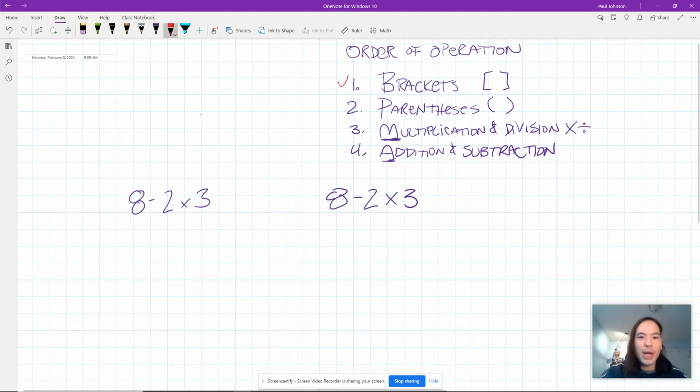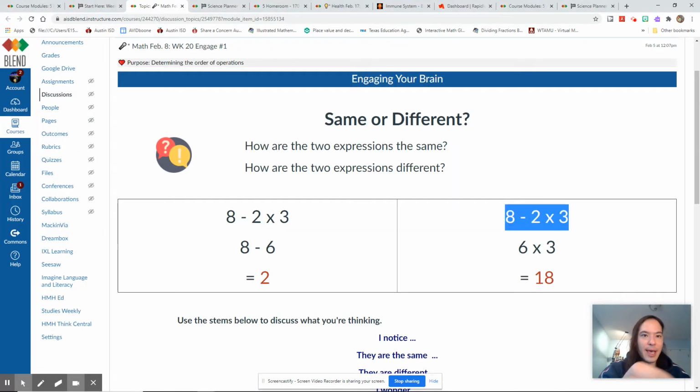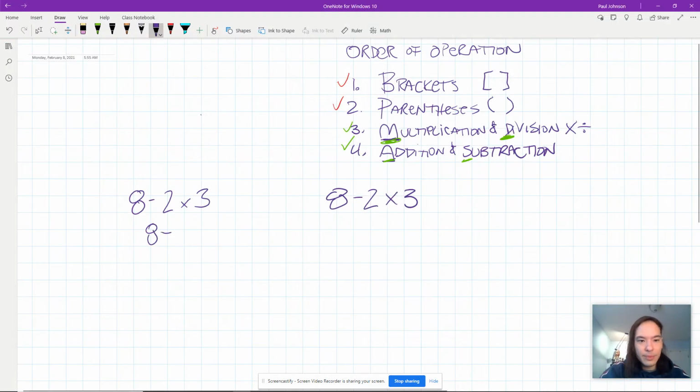Obviously, we do not have any brackets or parentheses on these problems. So what we're going to focus on is just make sure that you multiply and divide before you add and subtract. So let's try that. Let's actually copy down what they had, and then we can compare. On this side, they said 8 minus 6, and then they got 2. And on this side, they said 6 times 3, and then they got 18. So one of these is right, and one of these is wrong. One of these is absolutely correct, and one of these is absolutely incorrect.